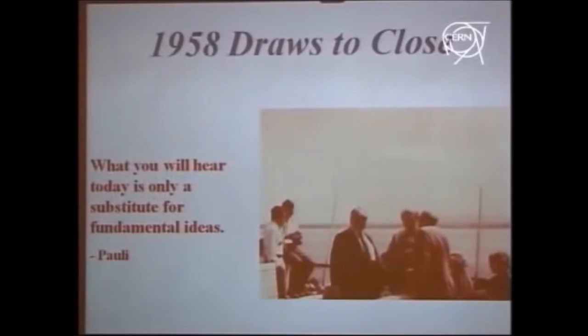In the summer of 1958, the Rochester Conference was held at CERN. This photograph shows Pauli and Heisenberg on a cruise on Lake Geneva, sometime during the conference.